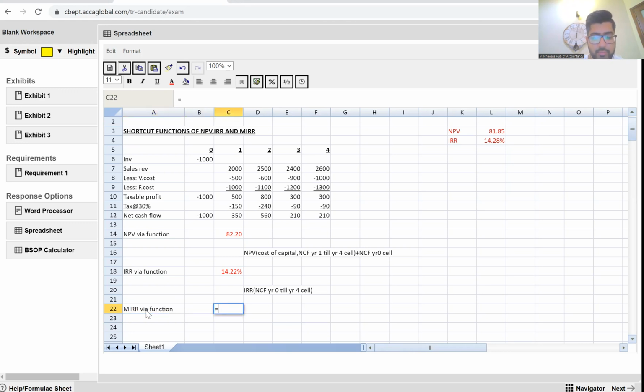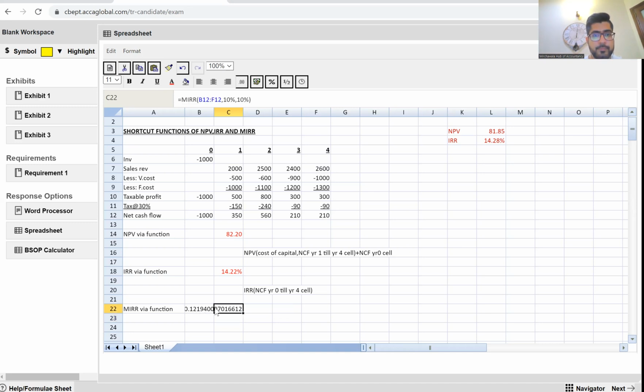MIRR via function: equals to MIRR, bracket open, same as IRR. All net cash flows from year 0 to the last year, so B12 to F12. Like IRR, but if I close it here, I get IRR. Here I'm finding MIRR, so don't close the bracket. B12 to F12 gives IRR. Equals to MIRR, B12 net cash flow year 0 till year 4, comma, 2 times your discount rate. What was your discount rate? 10%. Again, comma, 10%, 2 times your discount rate.